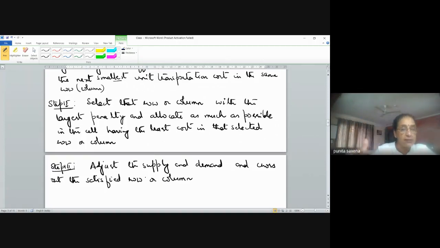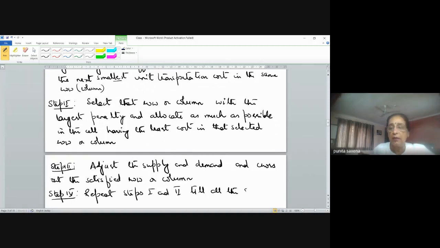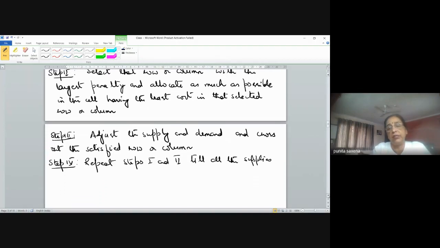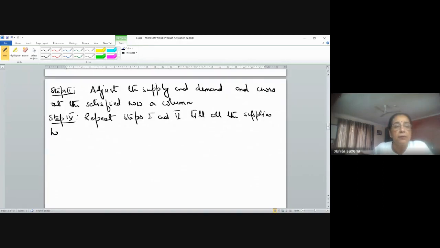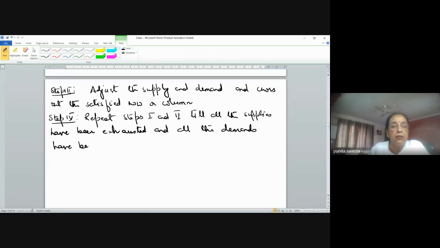But as a next repetition, we have to again compute the penalties. We have to again look for the maximum penalty. We have to make the allocations and so on and so forth. Okay, so that's why this is your step number 4, which says that we repeat steps 1 and 2 till all the supplies have been exhausted and all the demands have been fulfilled. Okay, till all the supplies have been exhausted and all the demands have been fulfilled.